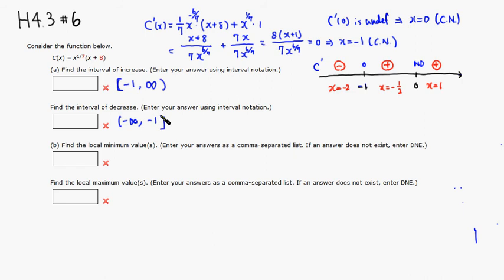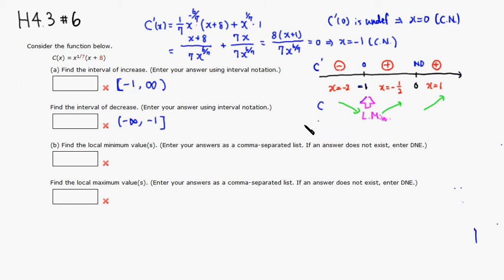Now find the local minimum values. If you look at the behavior of the original function, it's decreasing here, and after that, it's increasing. So there's a local minimum value at -1. Maybe I should use a different color. So you have a local minimum here.